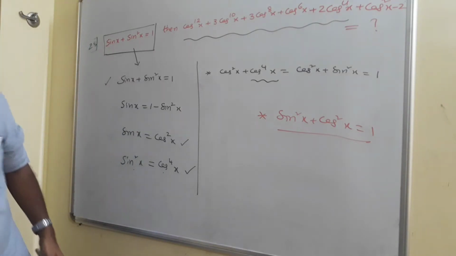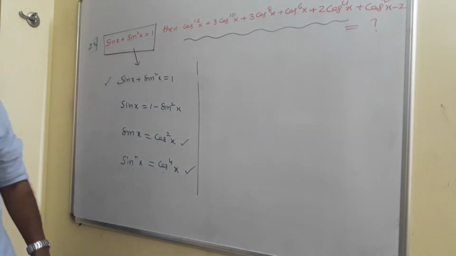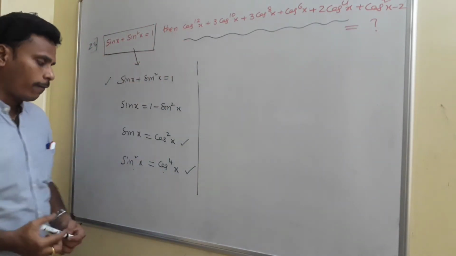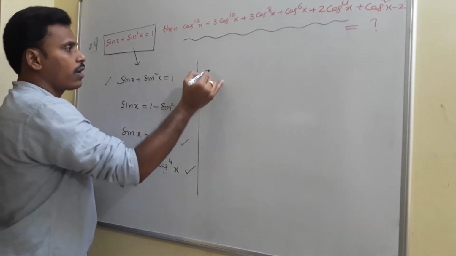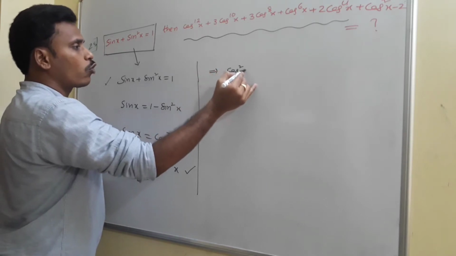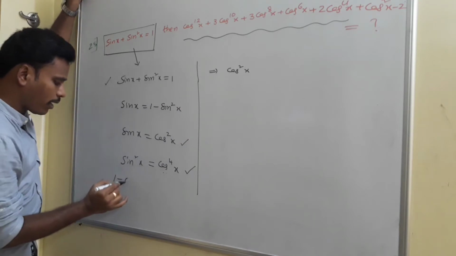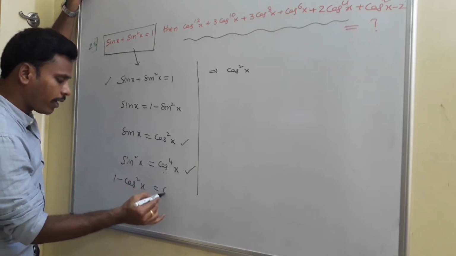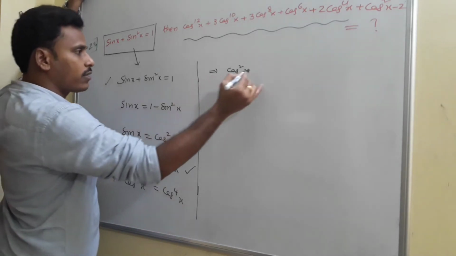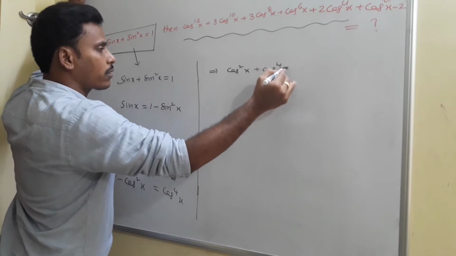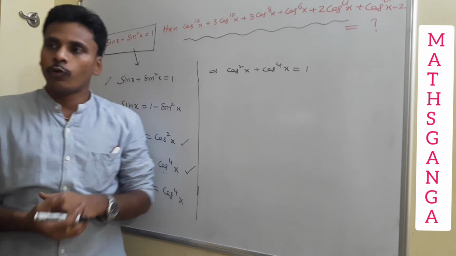As I told you, the required expression is completely in terms of cos with the highest power of 12. Look here at what I have at the end. Sin square x is equal to cos power 4x, and from there what did we conclude? In another way, this sin square x can be written as 1 minus cos square x also. 1 minus cos square x is equal to cos power 4x. And if you send that cos square x over, it becomes cos square x plus cos power 4x is equal to 1. Yeah. Cos square x plus cos power 4x is equal to 1.